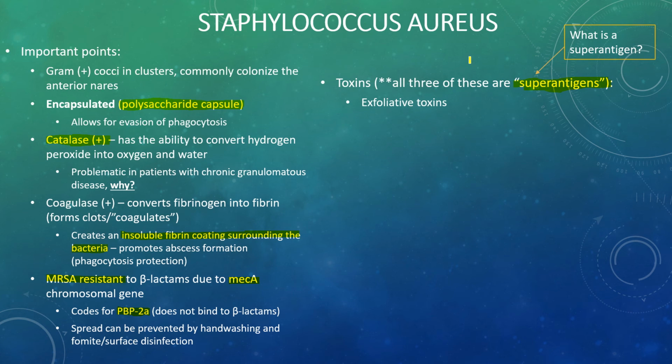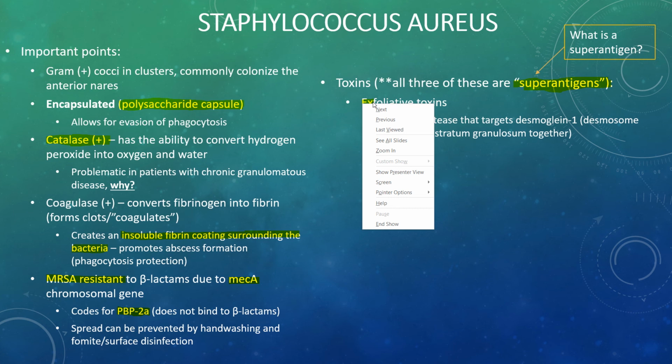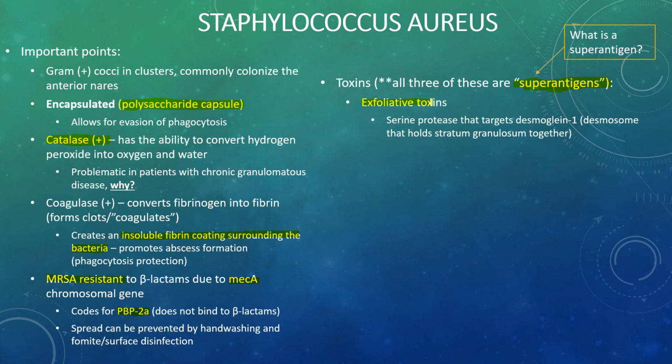Remember, cytokines are the reason you get fever, the reason you get hypotension, the reason you get a lot of problems associated with disease. So you have exfoliative toxins. This is a type of superantigen. So exfoliative, remember exfoliate means to lose hair or lose something. So you're going to lose some skin in this case. It's a serine protease that targets desmoglein 1.